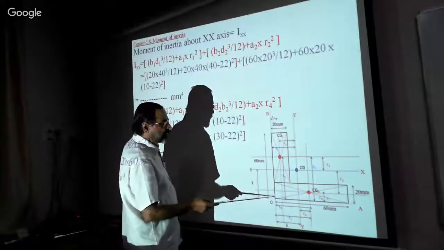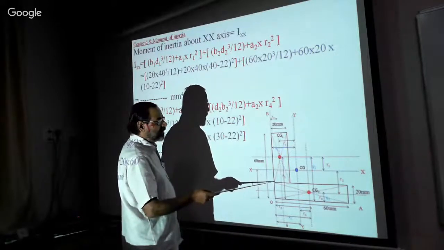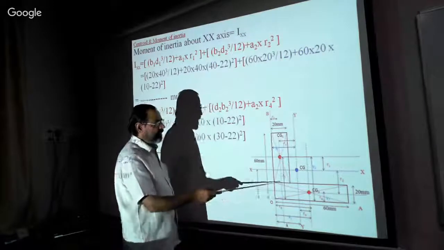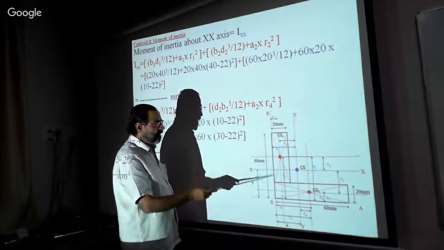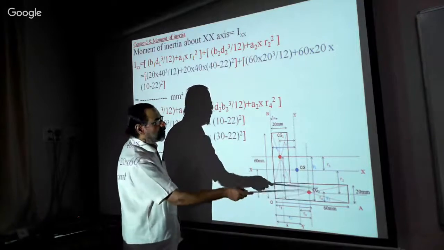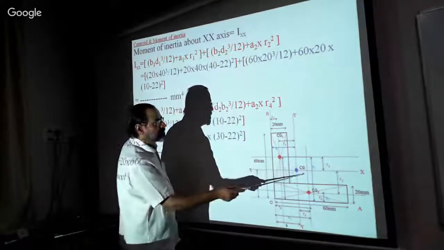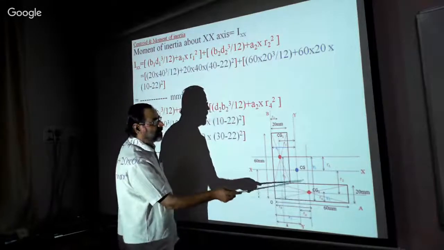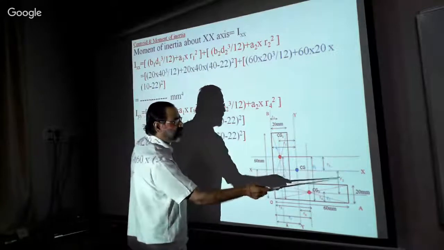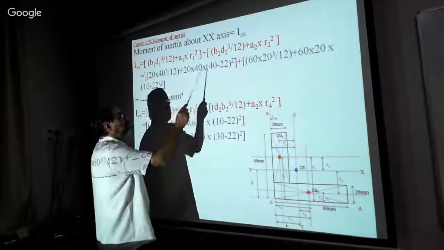Now from here it is 40. How do you calculate this 40? It is 20 plus half of this. From here it is 40, that is y1. y1 is equal to 40. Now therefore 40 minus y bar. This is y bar. Now this distance minus this distance will give you R1. This is R1 squared.